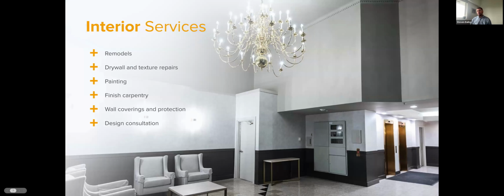And then another question we get, or sometimes it's just not on people's radar, is interior services, which, you know, we're kind of coming into that season now, given in Vancouver the weather is changing, feels like by the day. But we're not just exterior. We also help clients with interior services like remodels, drywall and texture repairs, painting, finished carpentry, wall coverings and protection, and even do design consultations as well. So basically, if it touches the inside or outside of your building, chances are we've renewed it at some point in time.